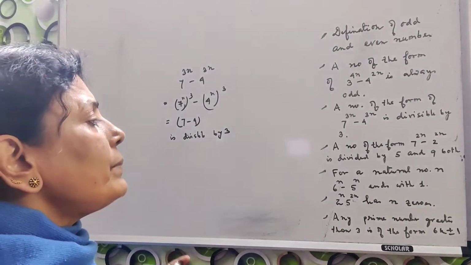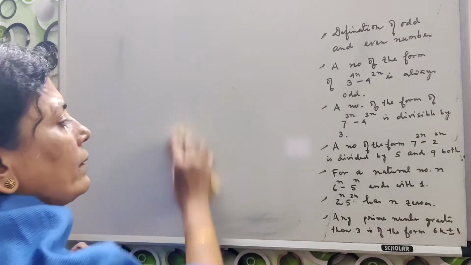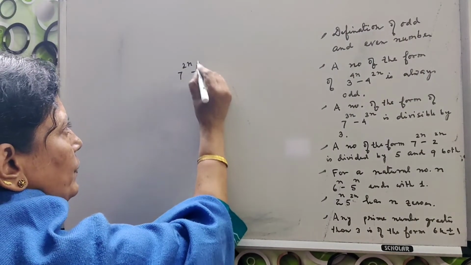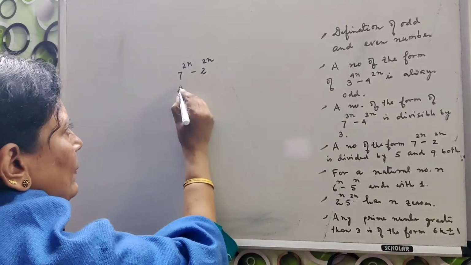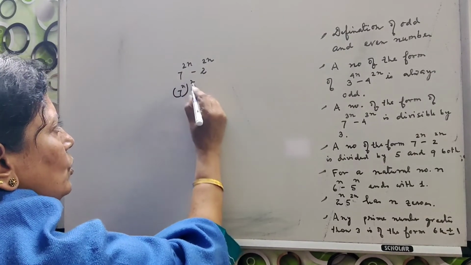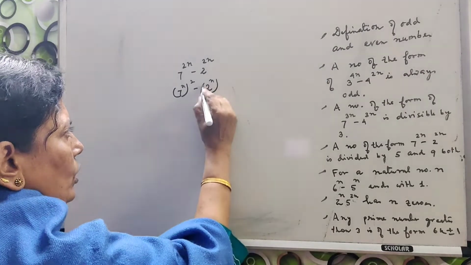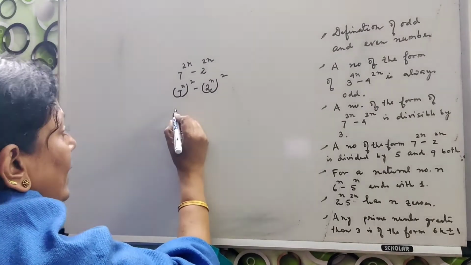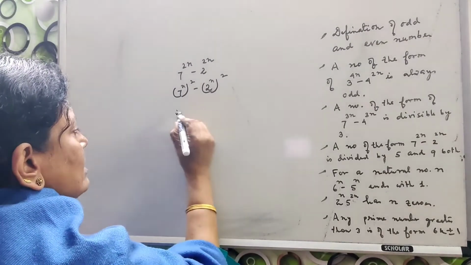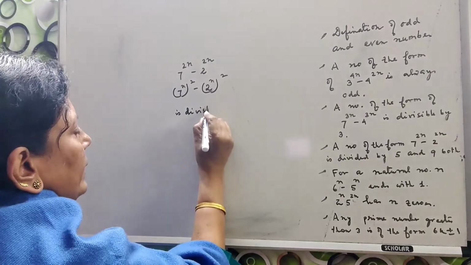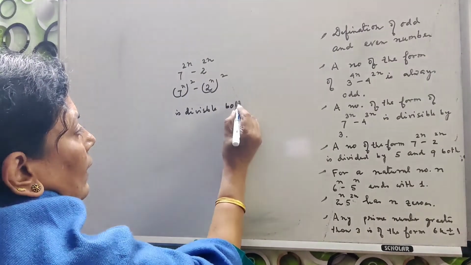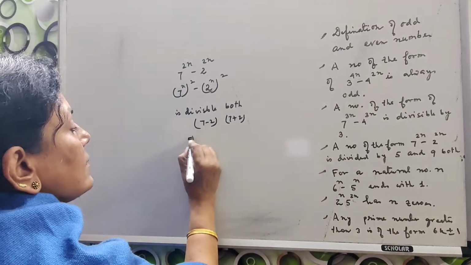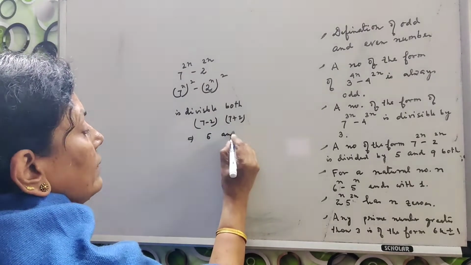Now, a number of the form 7 to the power 2n minus 2 to the power 2n. Here, 7 to the power n whole to the power 2 minus 2 to the power n whole to the power 2, which is of the form a square minus b square. So we can write that this number is divisible by both 7 minus 2 as well as 7 plus 2. That implies 5 and 9 both.